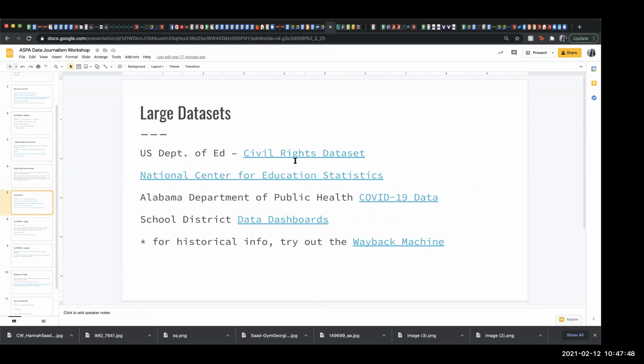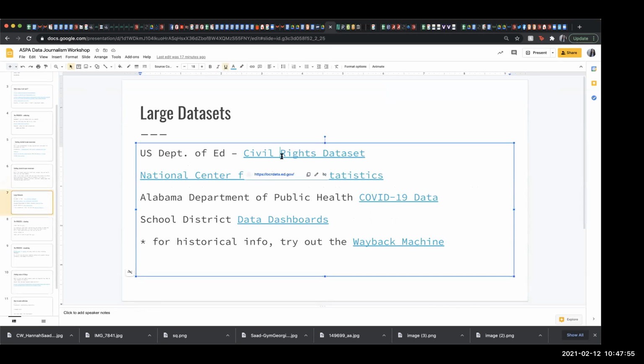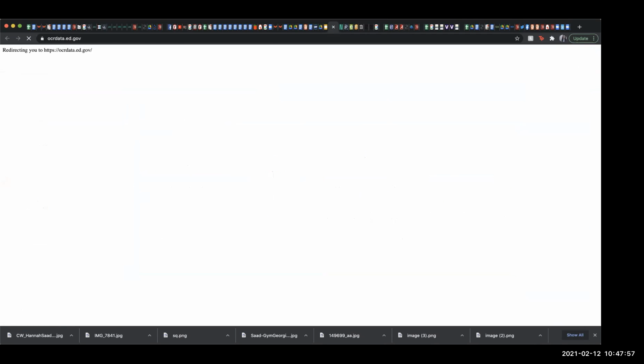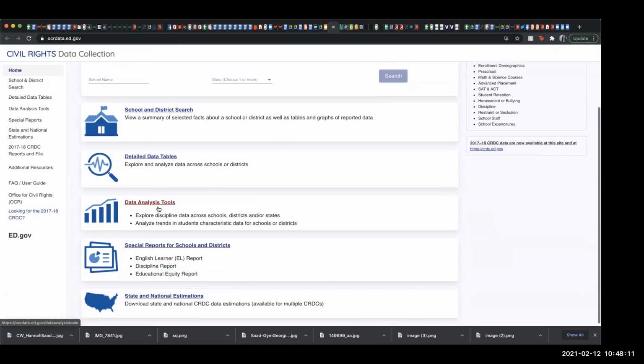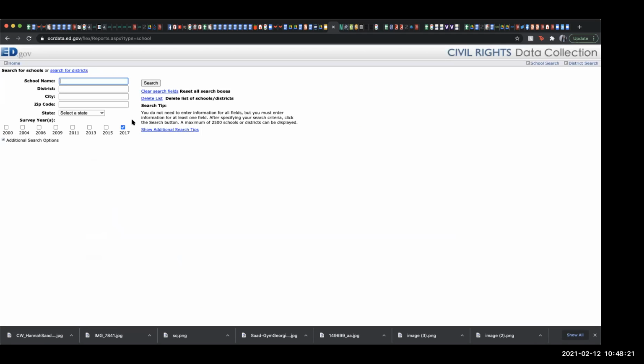Large data sets. So this is what I was talking about earlier with some of the stuff that those ProPublica projects had relied on. So all of this information is downloadable through national databases. So this is the Department of Education, Civil Rights. They have some other sections too, but what you should be able to do, they have reports. You can look at those, but what's really going to be interesting is getting all of the data yourself.